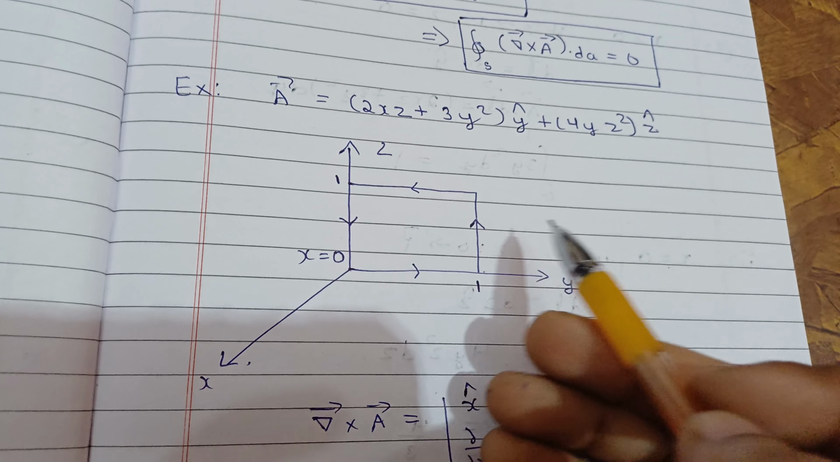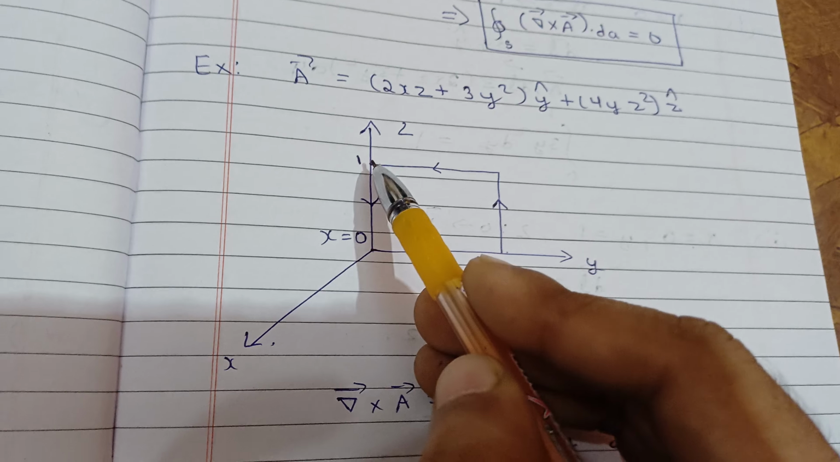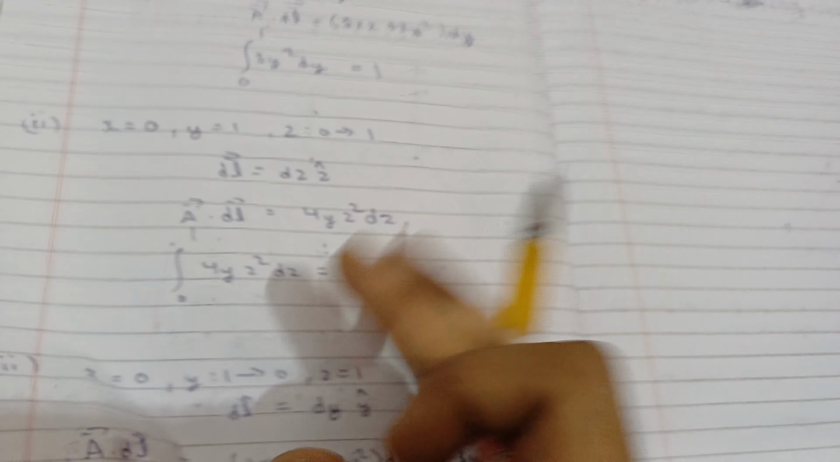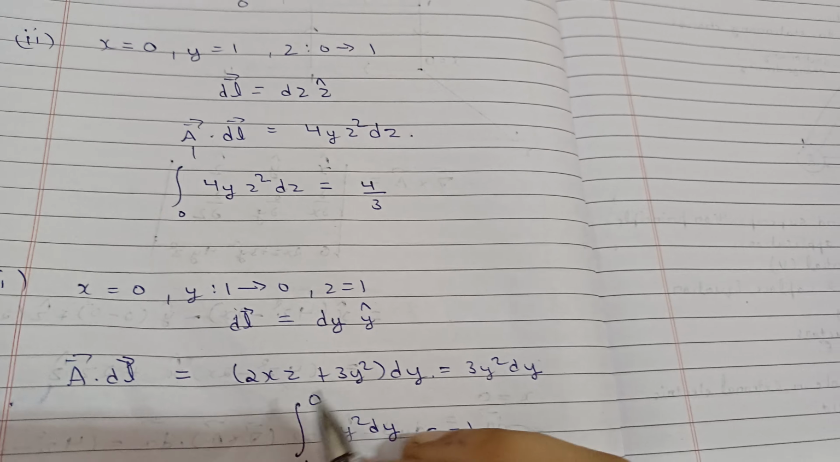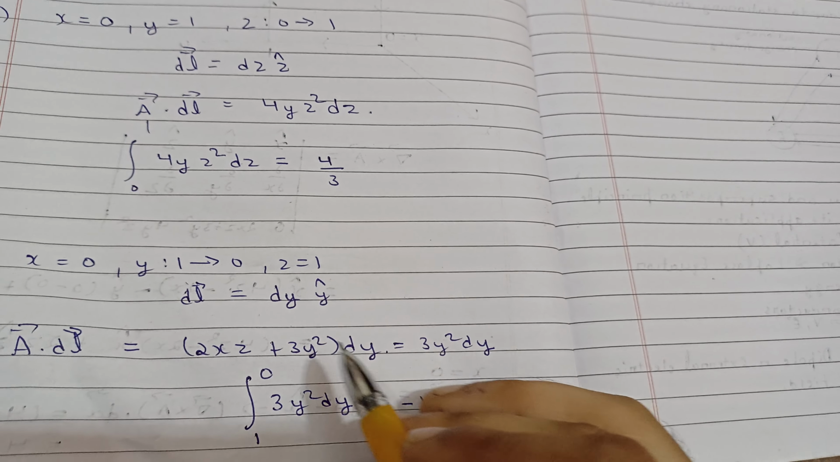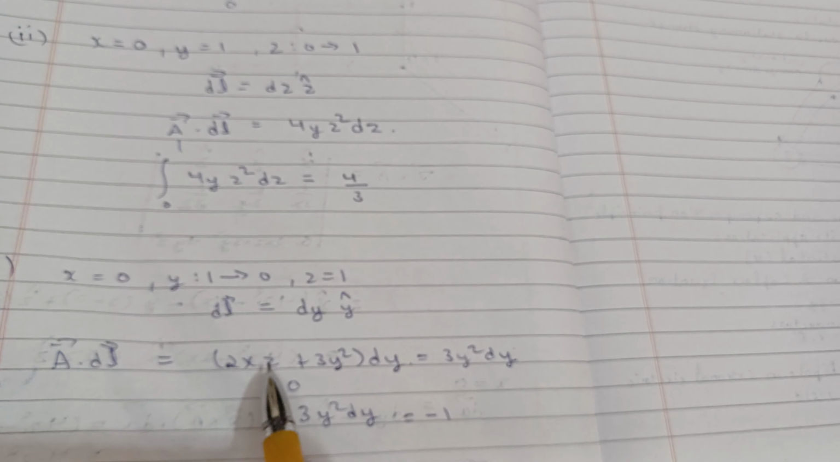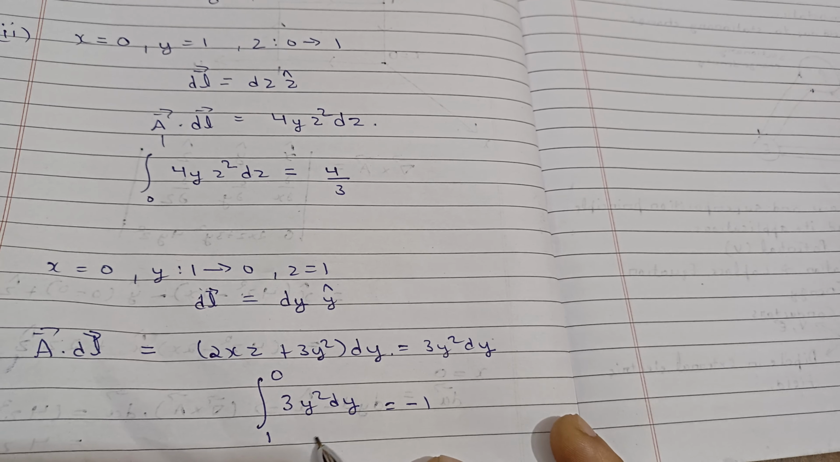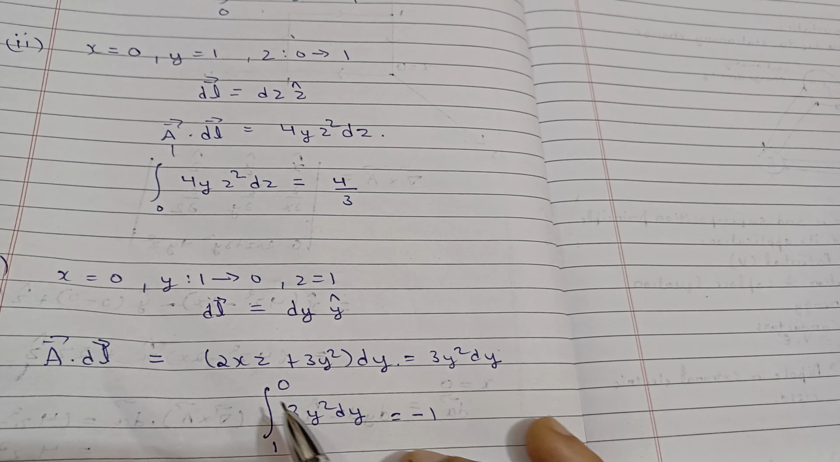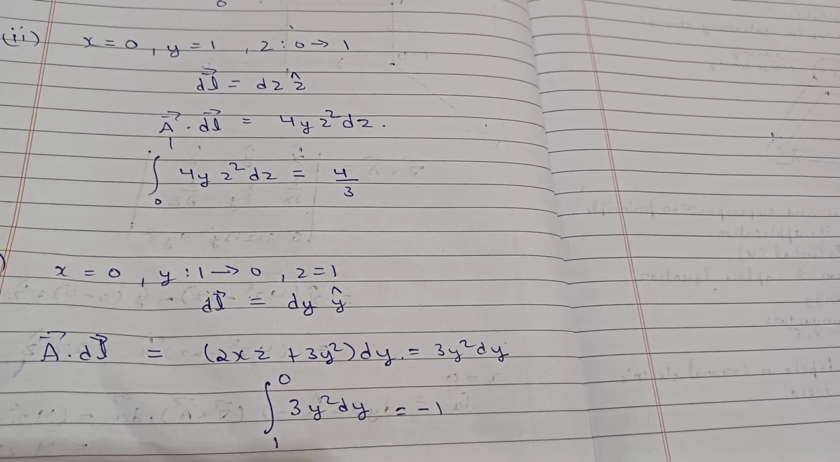For third segment, x is equal to 0, y is going from 1 to 0, and z is 1. So z is fixed here, so dl will be dy y cap. A dot dl will give you (2xz plus 3y square) dy. In place of z, write 1. In place of x, write 0. You will get 3y square dy. Now this will be y cube by 3, so it will be y cube only, and now it will be 0 minus 1, it will give you minus 1.